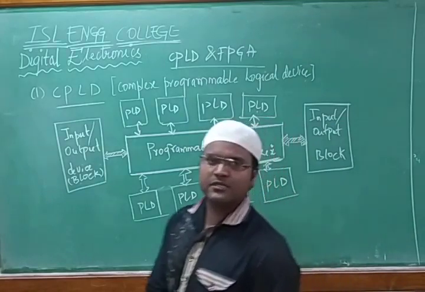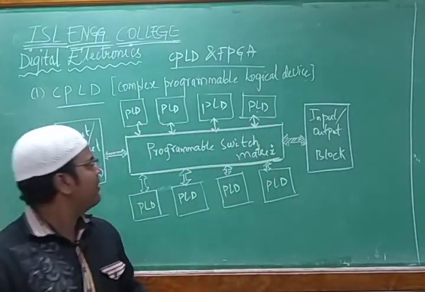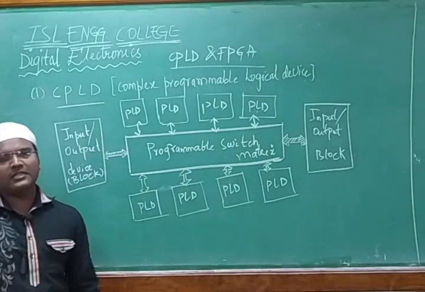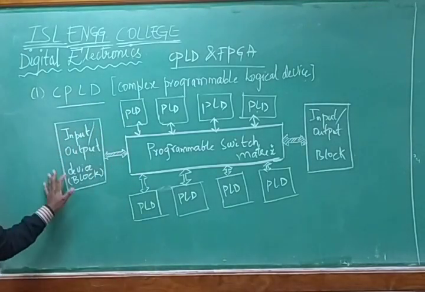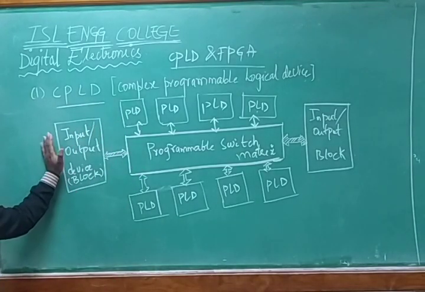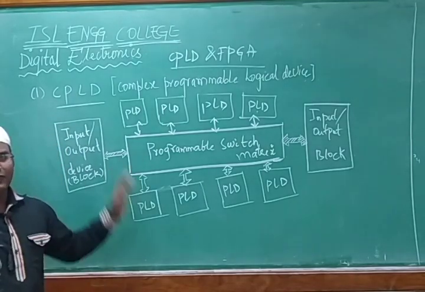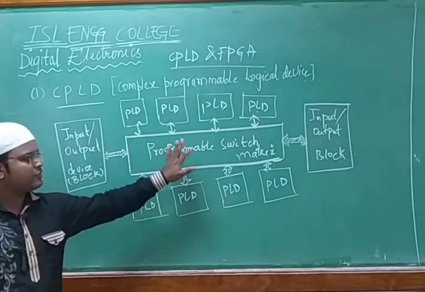So students, this is the complete structure and the block of your CPLD. What does the CPLD consist of? It consists of three parts. One is the input output block. What is this input output block? From here it is going to take the instructions. After taking the instruction, it is passed to the programmable switch matrix.